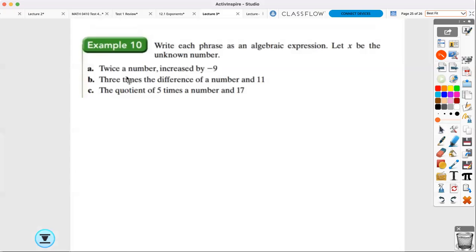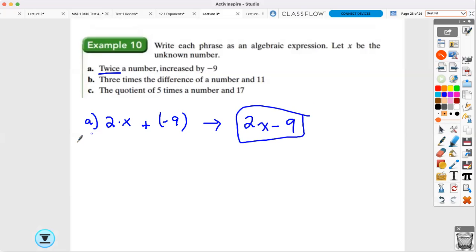All right, let's look at A. Twice a number increased by -9. When you have twice a number, that's just multiplying something times 2. So a number is x, so 2x. Increased by -9: 2 times x plus -9, which is the same thing as 2x minus 9 for A.